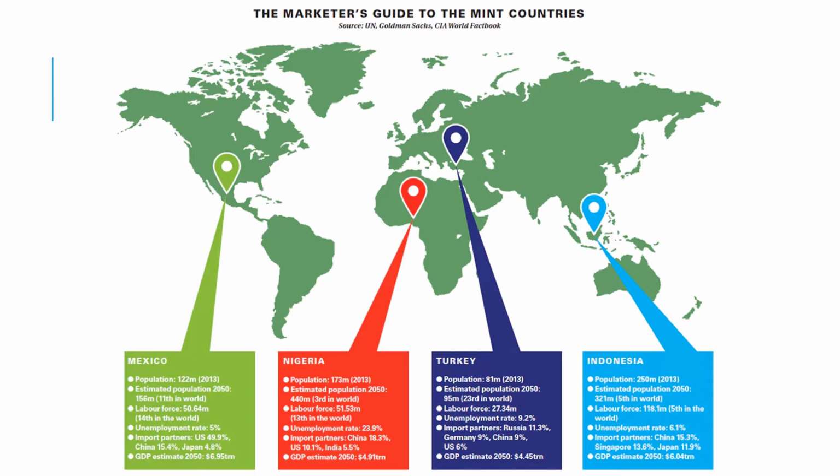Perhaps some of the fastest rates of growth now are seen by what's known as the MINT countries, and that stands for Mexico, Indonesia, Nigeria, and Turkey. Again, we can see significant populations, so large labour forces, and increasingly playing a large role in international trade.